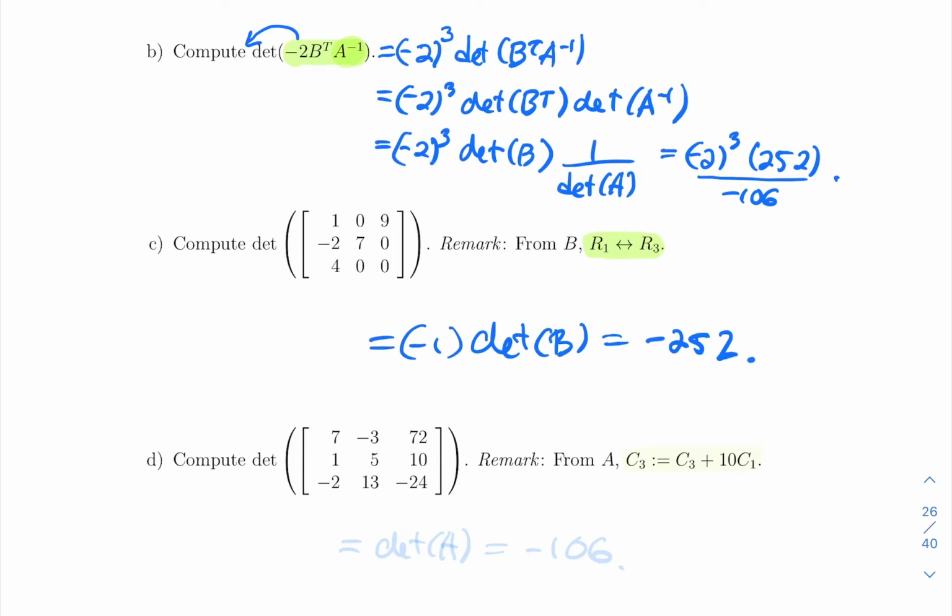And now the next operation is we took the matrix A and we did a column elimination. And if you're doing column elimination or any elimination in general, it's not going to change anything. So this matrix has the same determinant as the original matrix A, which is minus 106. And then you're done. But remember, elimination is more something that you're going to use to create zeros in order to compute your determinant.